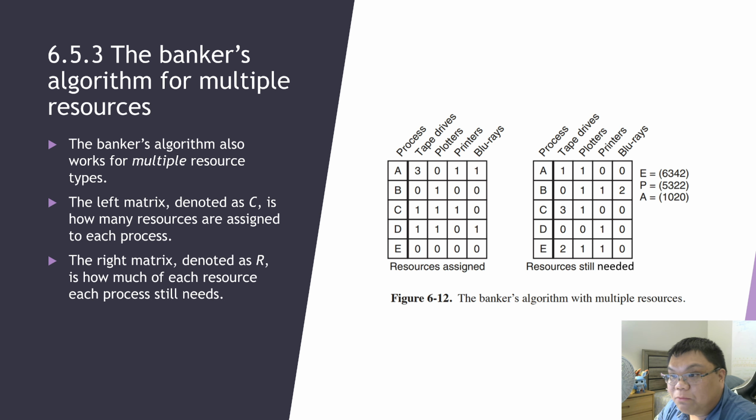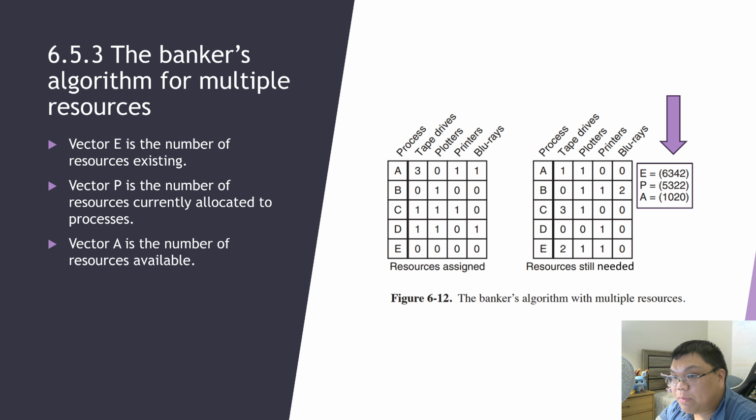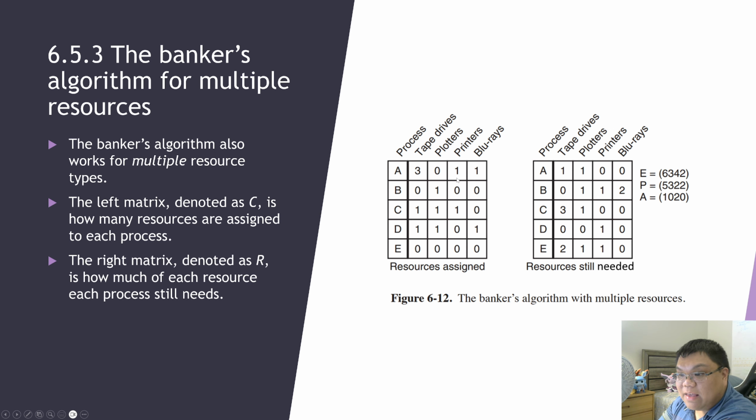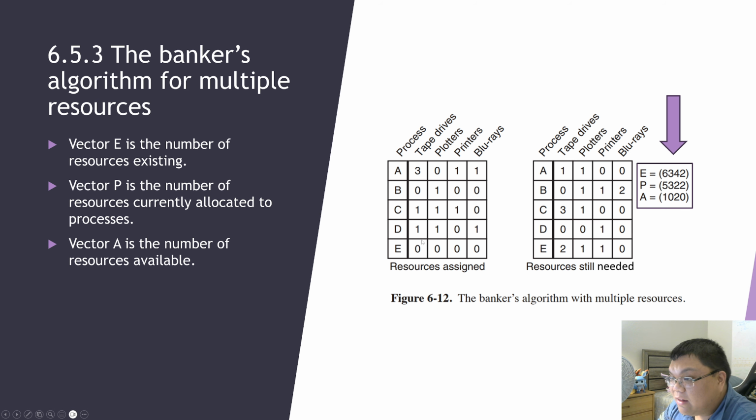Also, the Banker's algorithm works for multiple resource types. So we have matrices C on the left and R on the right. We also have vectors E and A, but also a third one called P, that is the number of resources currently allocated to processes. That is what you get when you sum the columns of the left matrix, which, as I said, is matrix C. So if you add all the columns in this matrix, you get vector P.